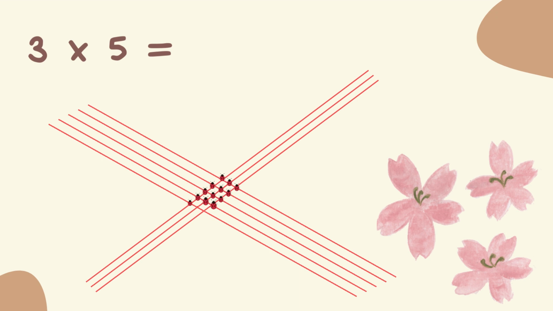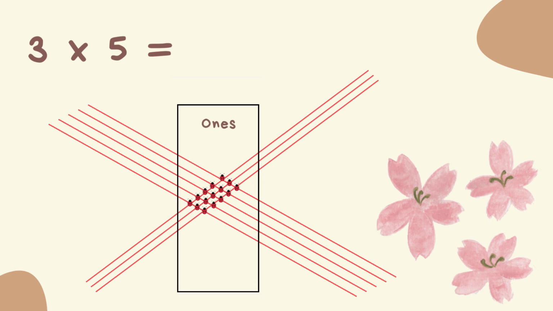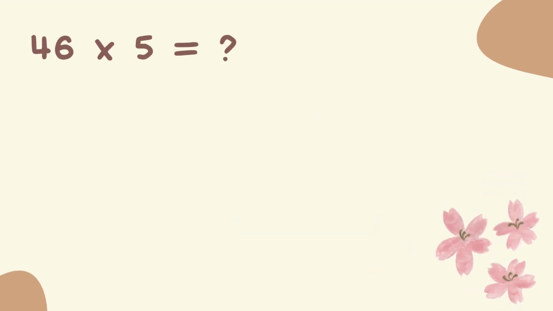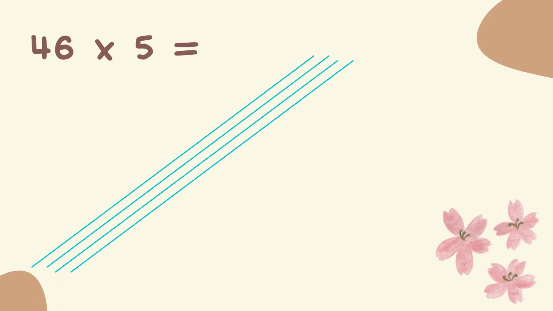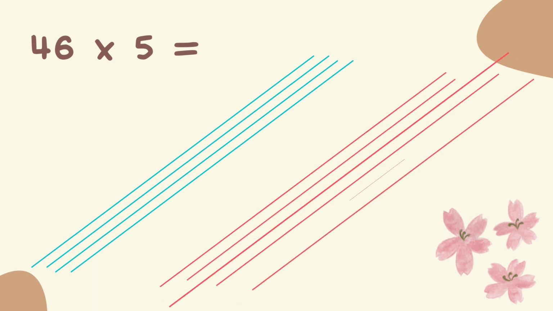Let's mark each intersection with a ladybug. We will count the total number of ladybugs in this selected rectangle. We will find our answer. It's 15. Let's try something harder now. Here's our second problem. Our first factor is 4 tens and 6 ones. Let's draw 4 lines that will represent our 4 tens in 46. Now let's add 6 more lines that will represent the 6 ones in 46.